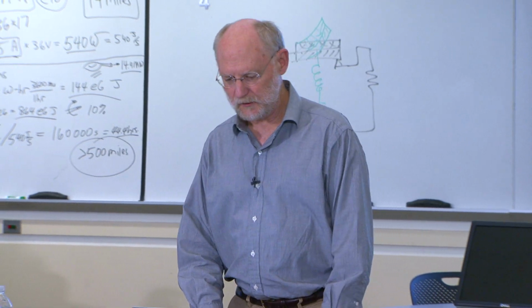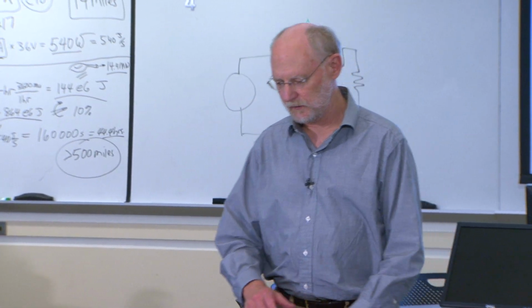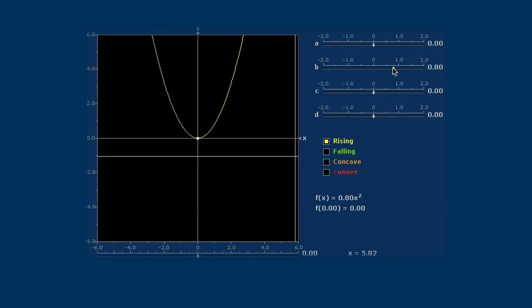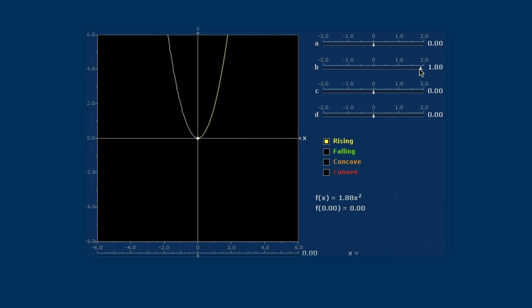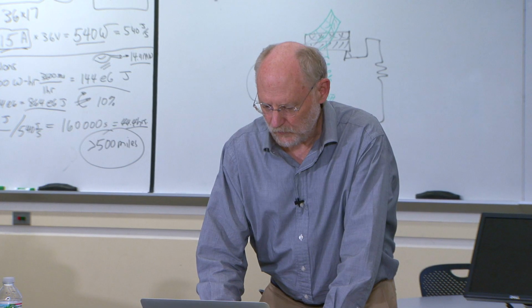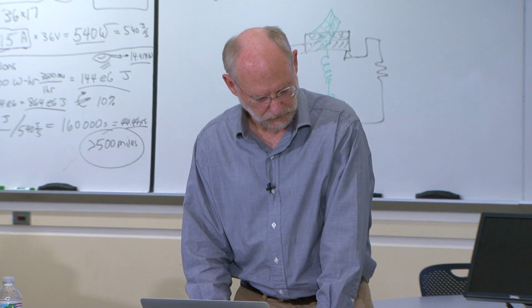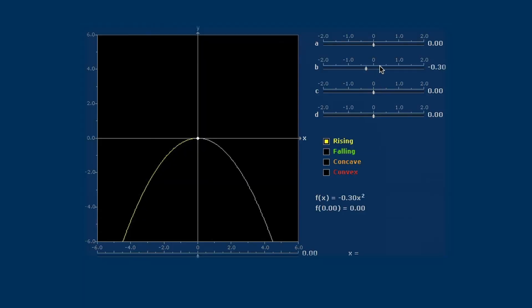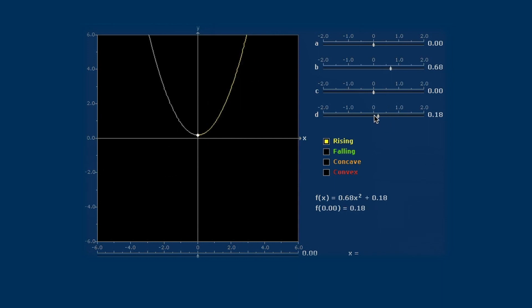All right, so I think the winner here in the election was thinner. Yes, thinner. If I increase B, it's supposed to get thinner. There we go. And of course, if I make B negative, then I get a parabola that opens down. So let's put B up to some positive number, and I'm going to make D look more interesting as well.